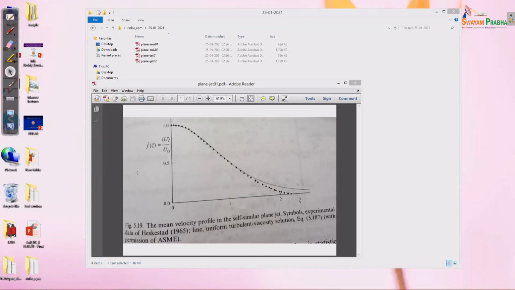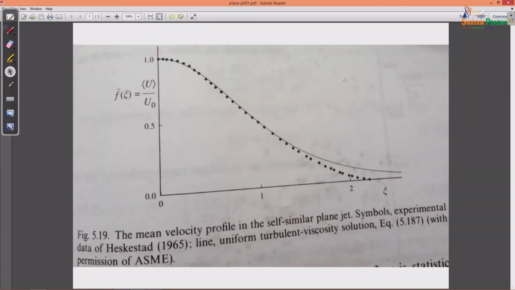Now if that is true, let's go and look at some experimental results to that effect. Then I'll come back to talk about a few things. Okay, so let us look at this plot first. The mean velocity profile in the self similar plane jet. This is from experimental data of 1965. You can see here that this is a self similar profile.